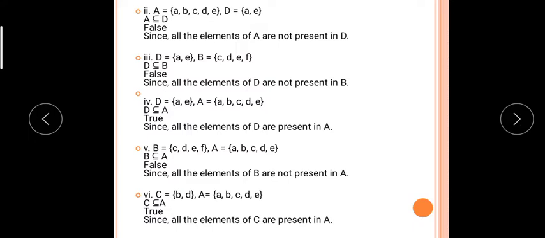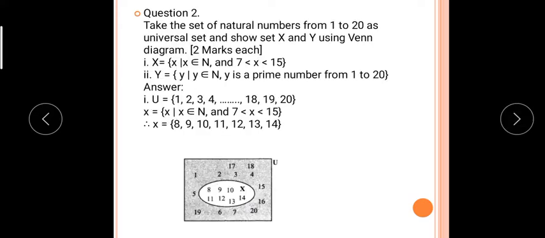Now B is a subset of A? B has C, D, E, F. This F is not in A, and therefore B is not a subset of A. The rule is that only when every element of B is in A can we say that B is a subset of A. Similarly, compare this: B, D are here, yes. Therefore C is a subset of A, and it is a true statement.